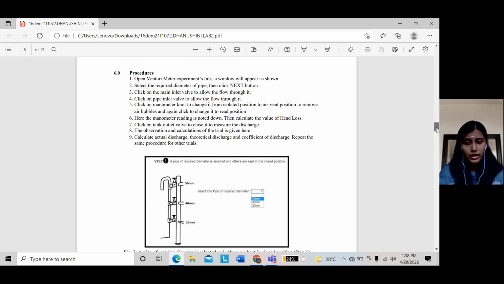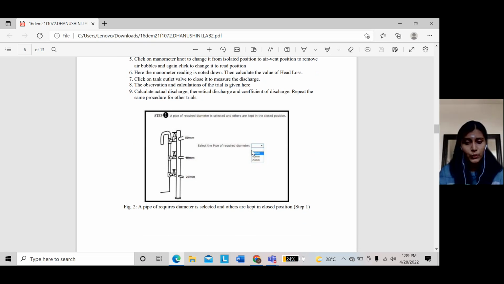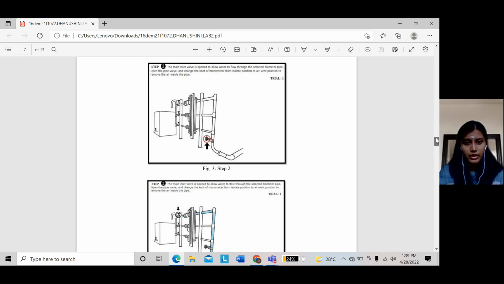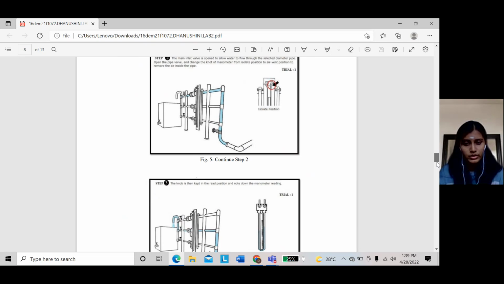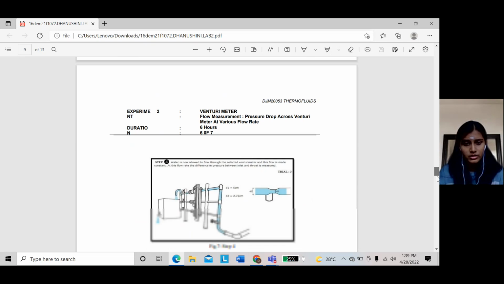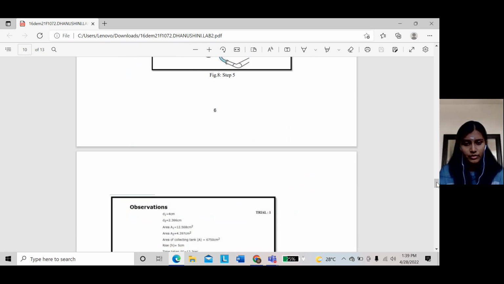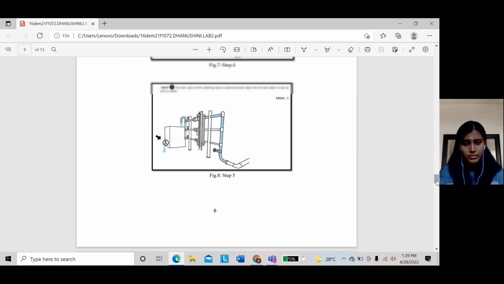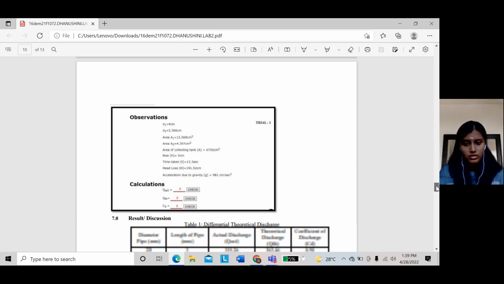So this one is step 1. You must select the required diameter. Then you must open the inlet valve to allow water through the selected diameter pipe. This one is step 2. This one step 3. Step 4. Step 5.